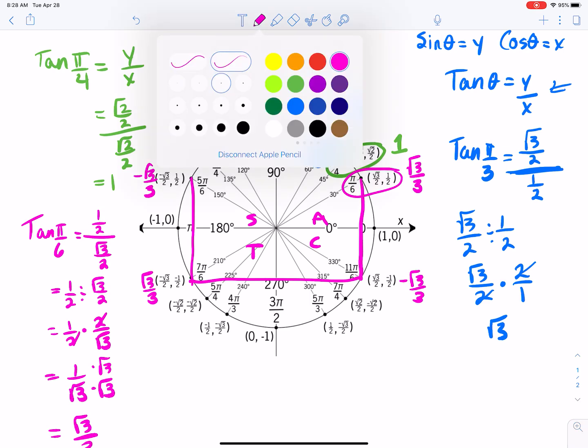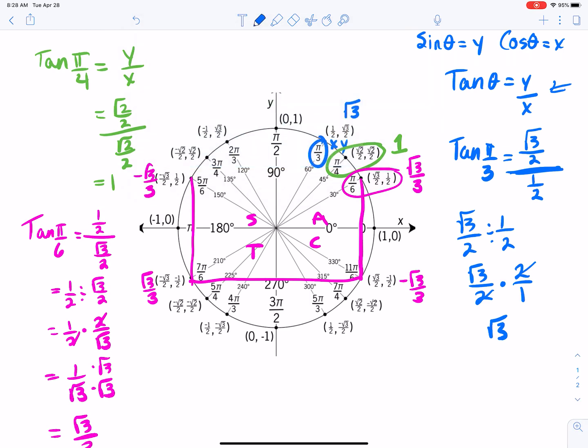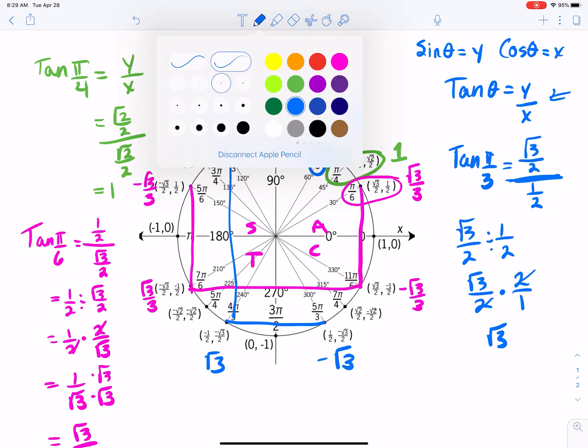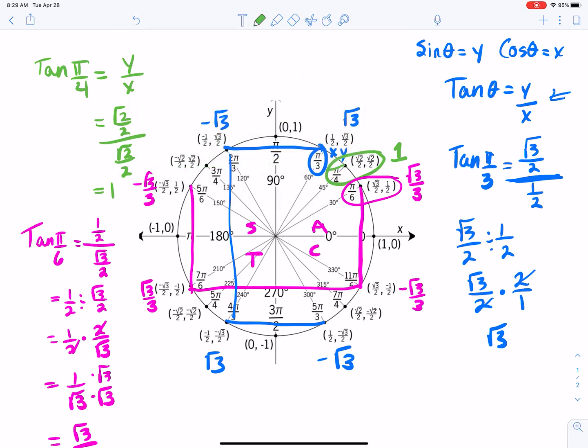And then this one I can bring across here, negative root 3. I can bring it down here. It becomes positive root 3, and so forth over here. And I can bring my quarters over, negative 1. Bring it down here. It becomes positive 1, and bring it over here, and it becomes negative 1. So that's one thing I wanted to review with you.